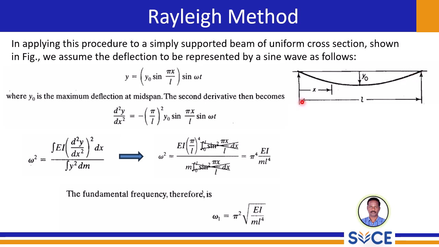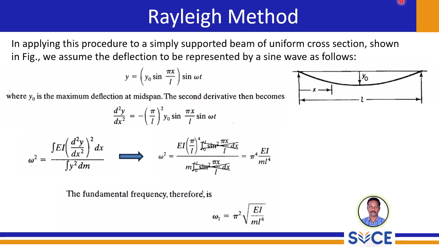Let's assume the deflection to be y equal to y naught sine pi x by L into sine omega t, where y naught is the maximum deflection at the midspan, that is x equal to L by 2. Omega is the angular natural frequency we want to find.